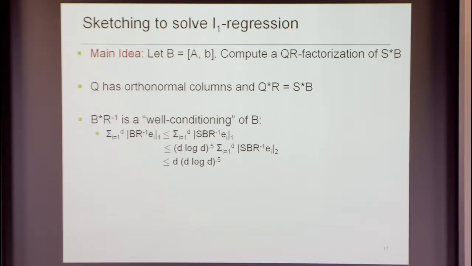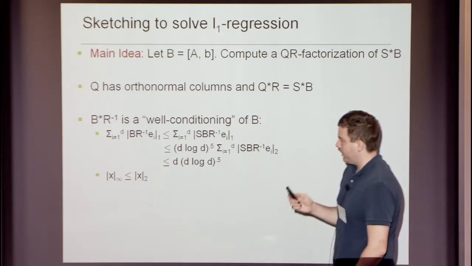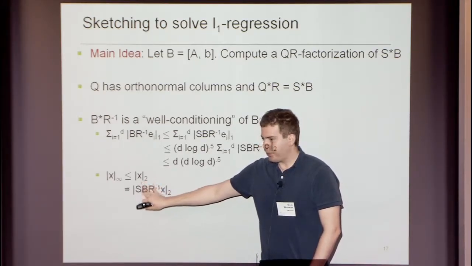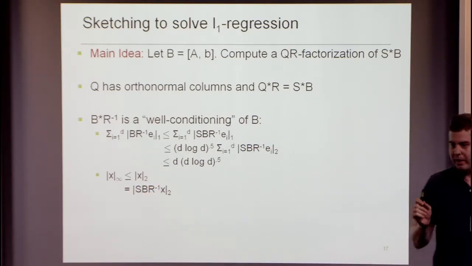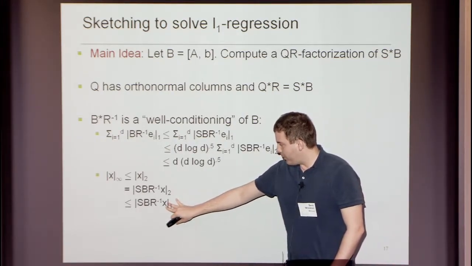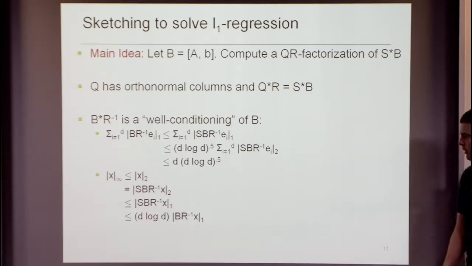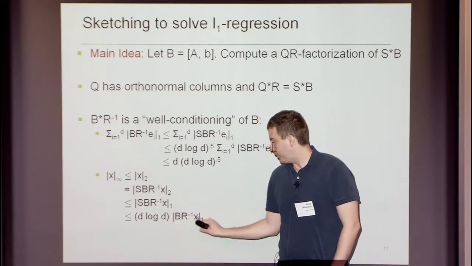As I said, that's not useful by itself, but you also have this additional property, and let me explain it. For any vector x, its infinity norm is less than or equal to its 2 norm. S B R inverse has orthonormal columns, so I can just write this as the 2 norm of S B R inverse x. The 2 norm is less than the 1 norm. And now I use that S is a subspace embedding. So the 1 norm of S B R inverse x is at most d log d times the 1 norm of B R inverse x.